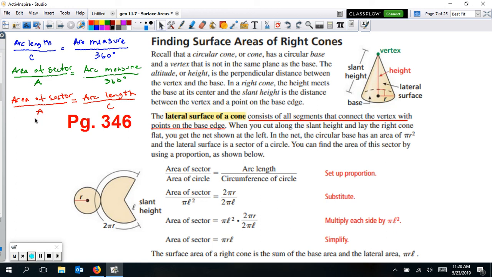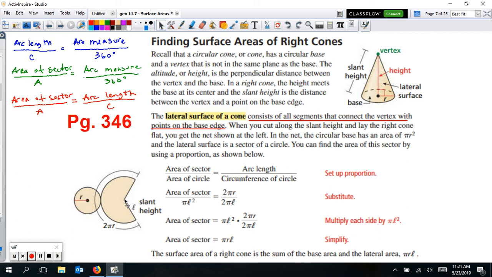The area of the sector over the area of the whole circle can be equal to the arc length over the circumference of the whole circle. And that's what we see here. Area of the sector over area of circle is equal to arc length over the circumference of the circle. And now if we start to plug things in and simplify, we'll see how we get down to the formula for this here. I didn't want to just say, here's the formula, without explaining where we get this formula from.